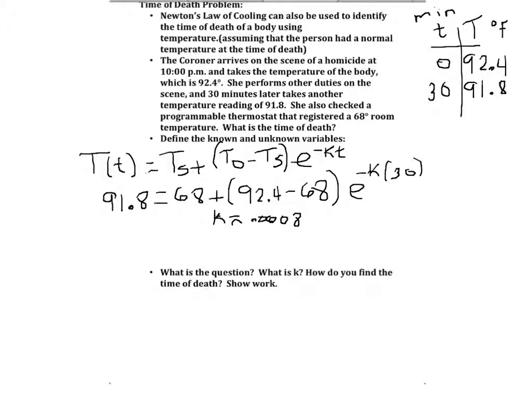So this time we're going to use the actual temperature of the body, which should have been 98.6 for a normal temperature. We're going to assume it was normal. For initial temperature at time of death, still subtract the 68 degrees room temperature shown on the thermostat. So the 68 will stay the same. The only thing changing is the initial temperature will be 98.6 at time of death, and the other one is going to be 92.4. We know was at 10 p.m.